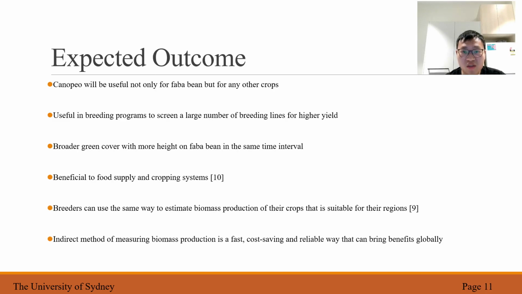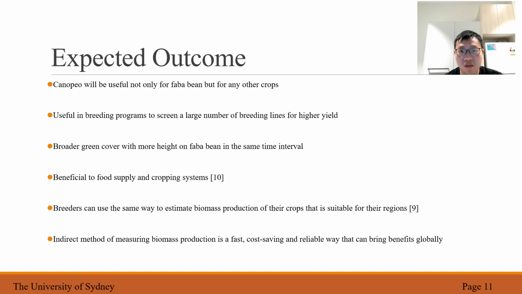When we move to expected outcomes, the indirect method of measuring biomass production will be useful not only for faba bean but also for any other crops. Compared with the conventional method of biomass measurement, it is also useful in breeding programs to screen a large number of breeding lines for higher yield. In particular, broader green cover with more height in the same interval can be expected. It is also beneficial for each country to get more food supply and develop more comprehensive cropping systems.